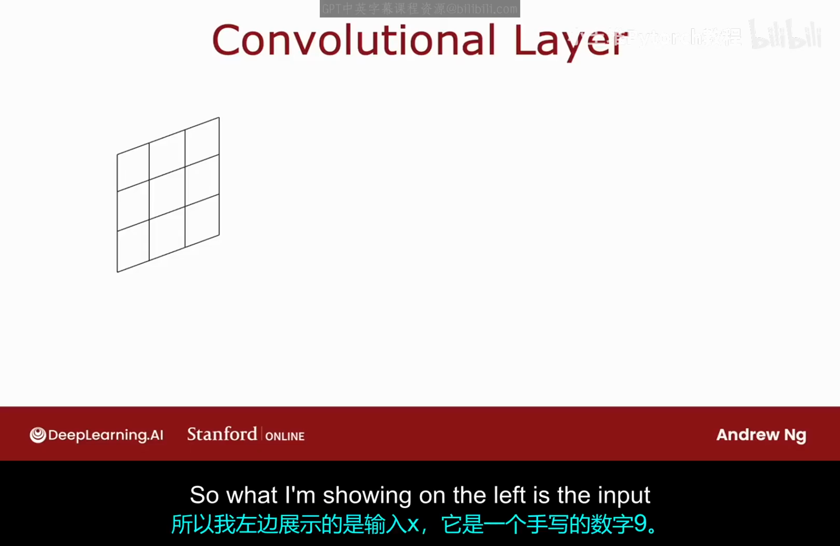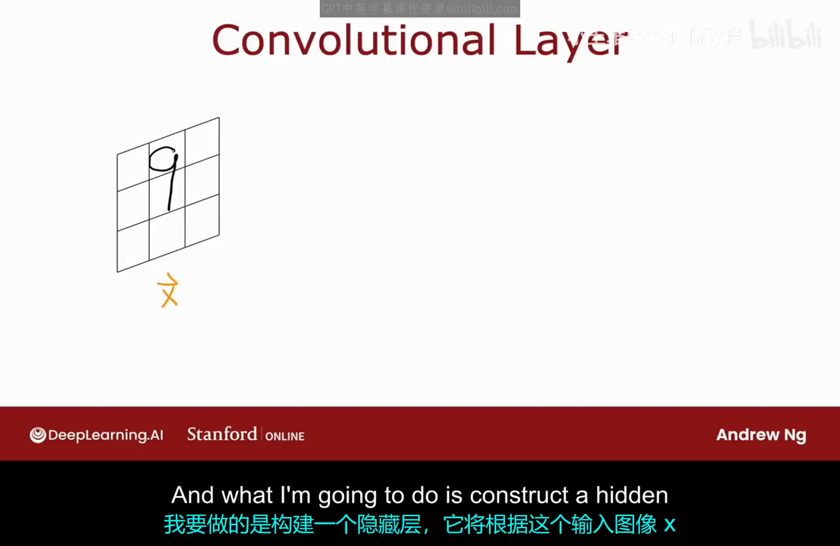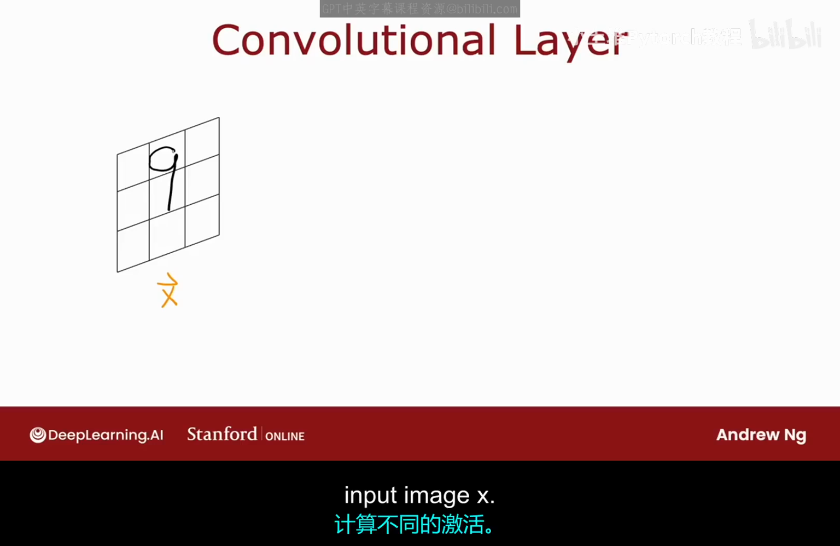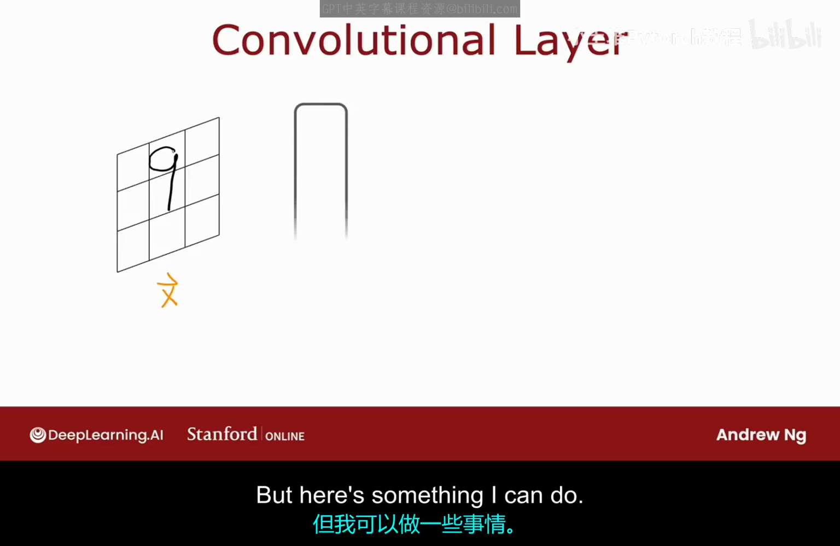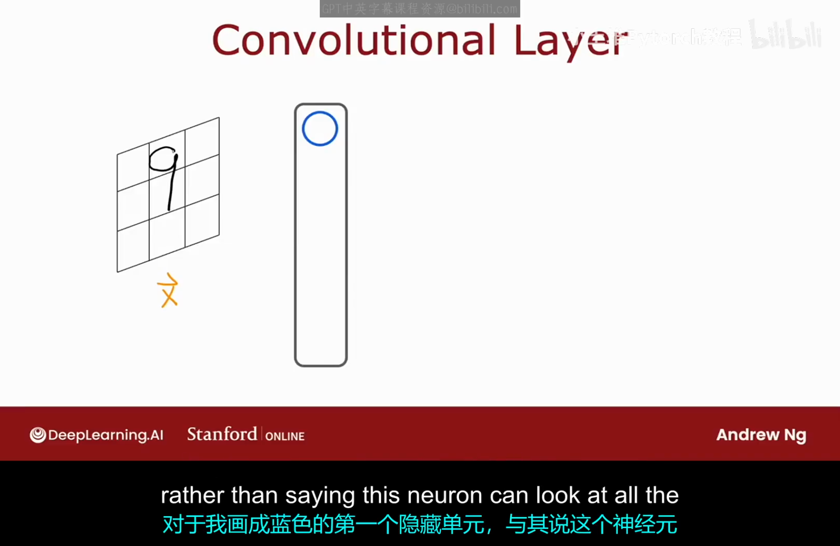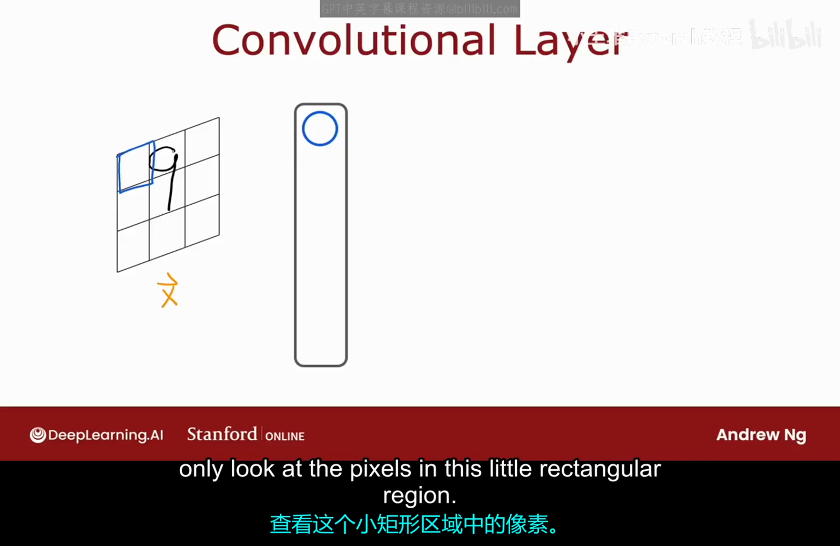What I'm showing on the left is the input X, which is a handwritten digit 9. And what I'm going to do is construct a hidden layer which will compute different activations as functions of this input image X. But here's something I can do. For the first hidden unit, which I've drawn in blue, rather than saying this neuron can look at all the pixels in this image, I might say this neuron can only look at the pixels in this little rectangular region.